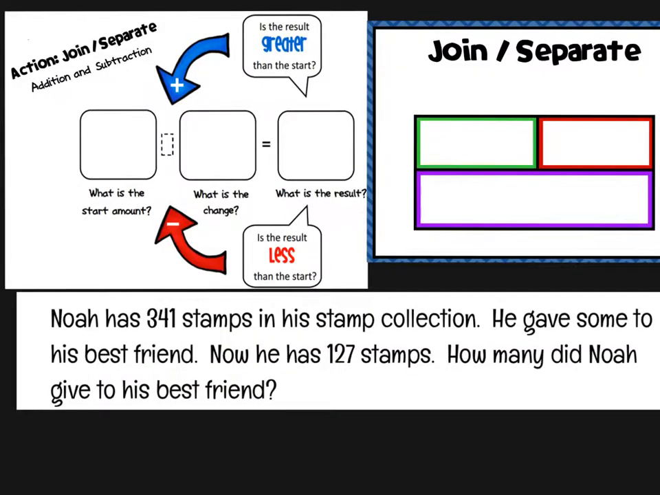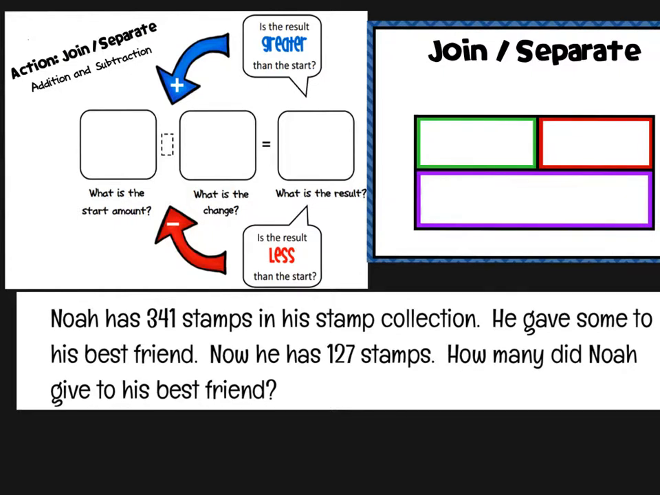Okay, class, so let's start with this problem. Remember, step 1, go through the mind movie steps. So let's look at it. We read it all the way through. Second time we read it, we'll make the mind movie. Noah has 341 stamps in his stamp collection. He gave some to his best friend. Now he has 127 stamps. How many did Noah give to his best friend?